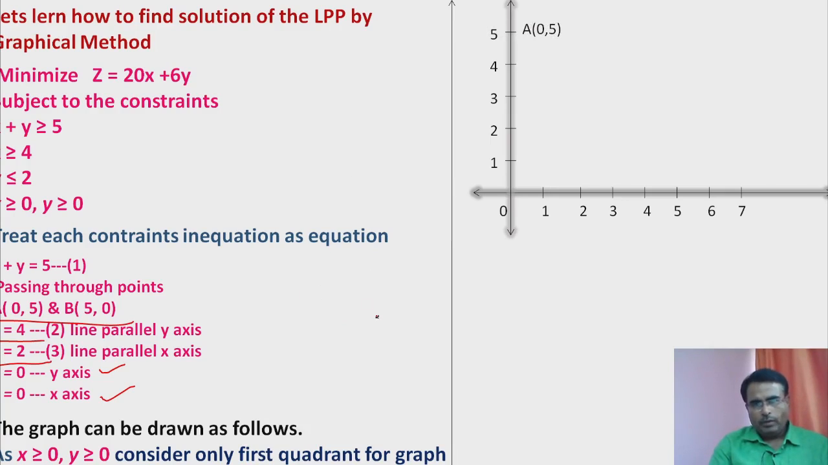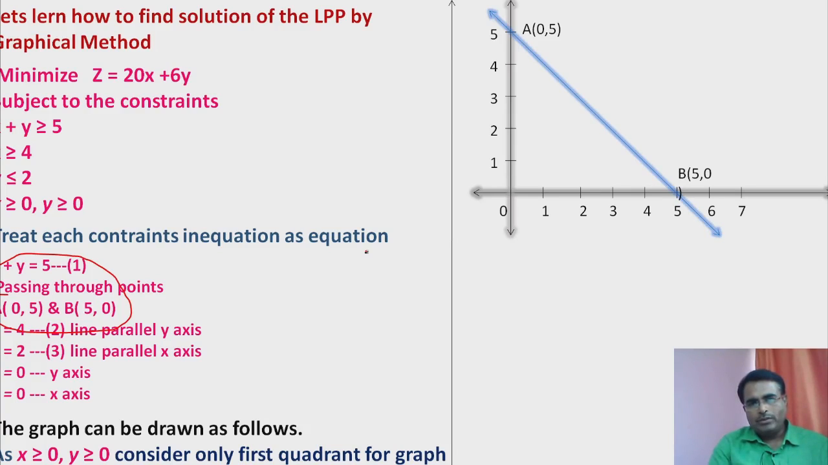Now the first line passes through these two points, A (0, 5) and B (5, 0). That is why we get this type of line. This is your first line, x + y = 5. Next, we consider the second line, x = 4. This is your vertical line. And the third line is y = 2, which is parallel to the x axis.